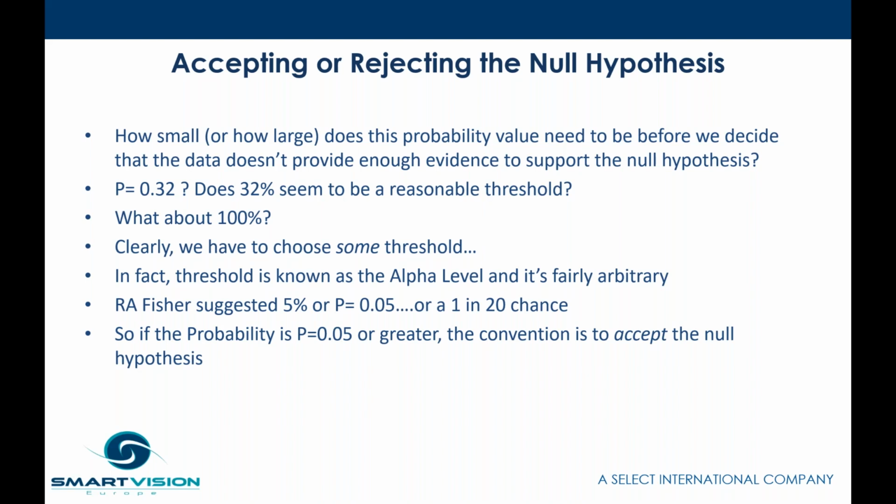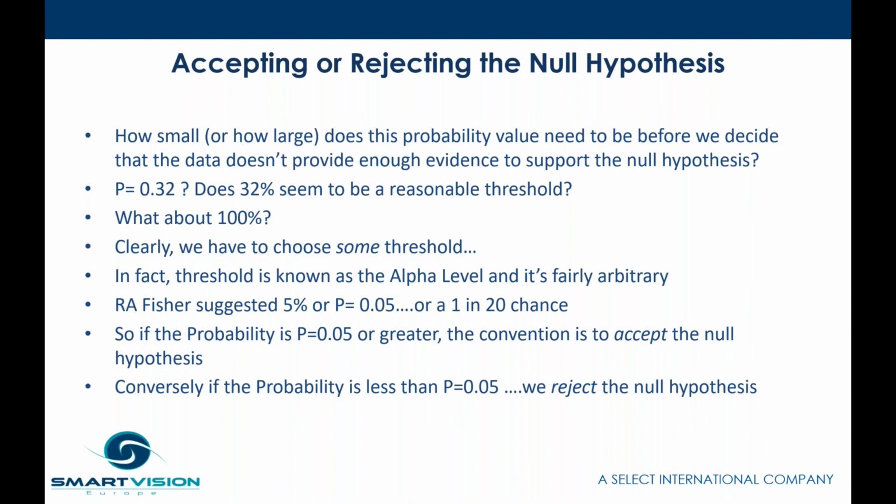So we're saying that if the probability is p equals 0.05 or greater, the convention is to accept the null hypothesis. We say that, well, there's a more than 1 in 20 chance that the null hypothesis is true, and that's big enough for me to accept it and say that the data, the evidence, the result supports the null hypothesis. Conversely, if it is less than this arbitrary figure of 0.05, the convention is that we reject the null hypothesis. We say that the evidence we're getting occurs sufficiently rarely that we can't really support the null hypothesis, and the convention is to reject it. So that's the thinking behind it.